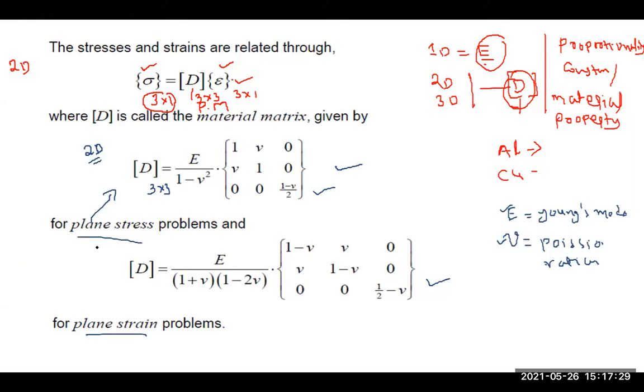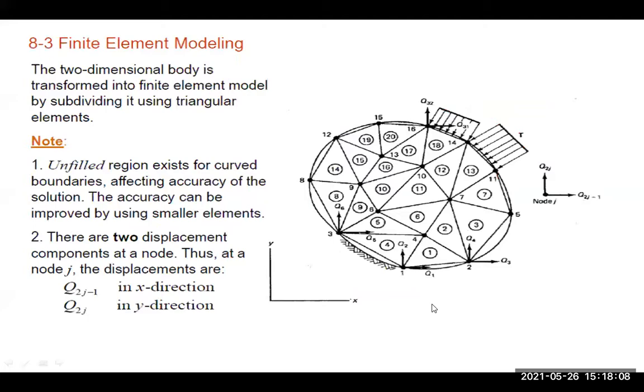If you mention plane stress, you should use the D matrix as E by 1 minus mu square into this 3 by 3 matrix, that is, 1, mu, 0; mu, 1, 0; 0, 0, (1 minus mu) by 2. If the problem belongs to the plane strain condition, the D matrix can be used as E by (1 plus mu) into (1 minus 2 mu), into the matrix (1 minus mu), mu, 0; mu, (1 minus mu), 0; 0, 0, half minus mu. So this would be a very, very important condition for the plane stress and plane strain conditions.